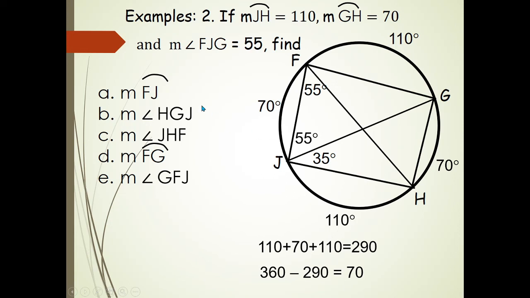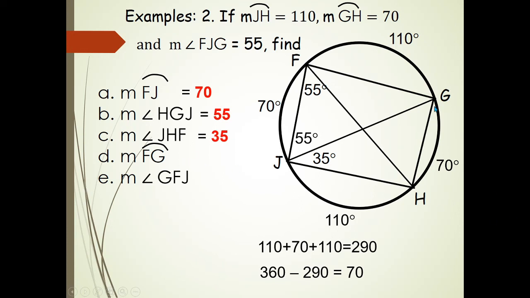So, pwede ko na siyang sagutan. Ano yung arc FJ? Okay, kita na. It's 70. Measure of angle HGJ. Angle siya, ha? Ito yung kanyang intercepted arc. So, in short, this one is 55. Diba? Kalahati ng 110, 55. Next, angle JHF. Ang intercepted arc niya is 70. So, ano yung kalahati ng 70? It's 35. O, di ba?